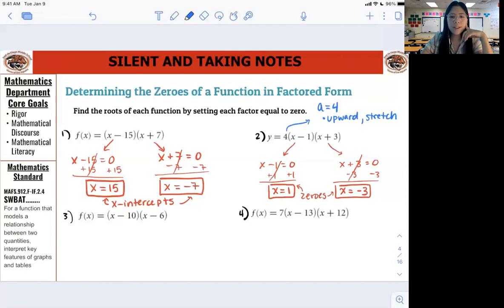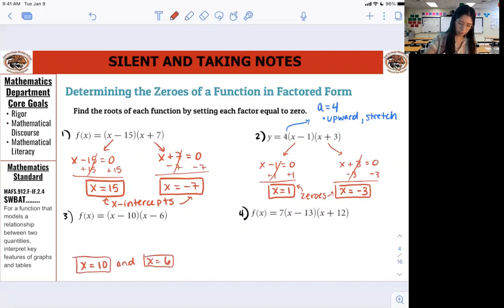Okay, like 15 more seconds. Should be pretty quick. And 5, 4, 3, 2, and 1. Cool, good. I'm seeing all my answers seem to look correct in the chat. So nice job, guys. The quick way, you can just remember that it's the opposite. So this would be x equals positive 10 and x equals positive 6.